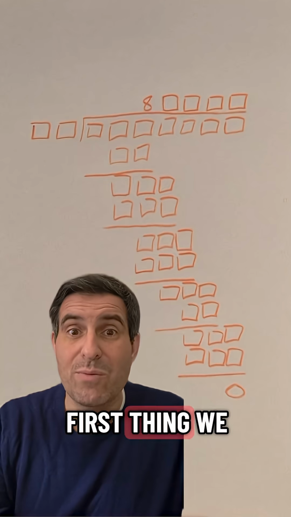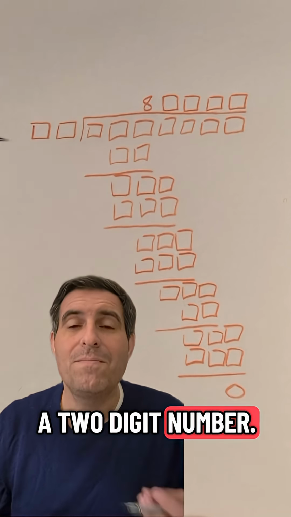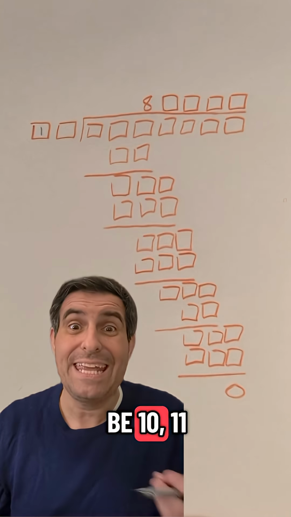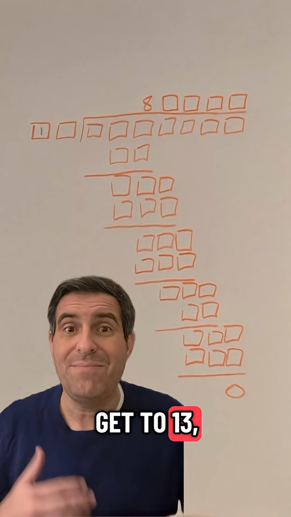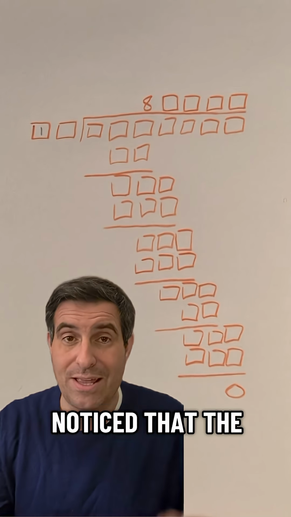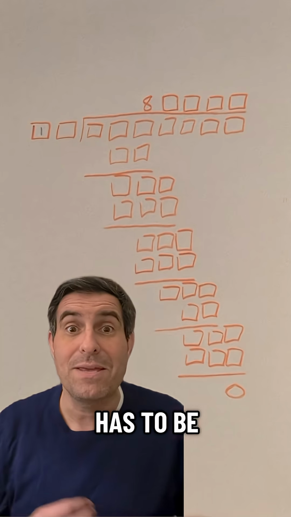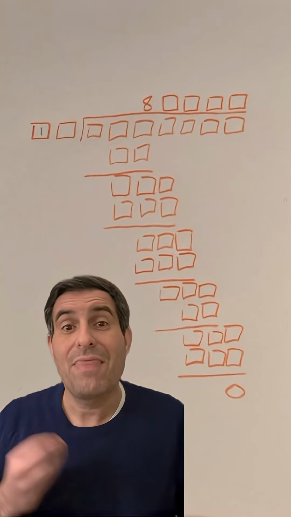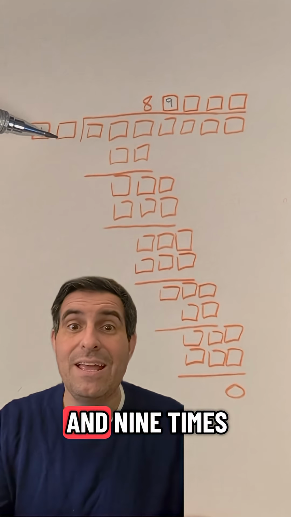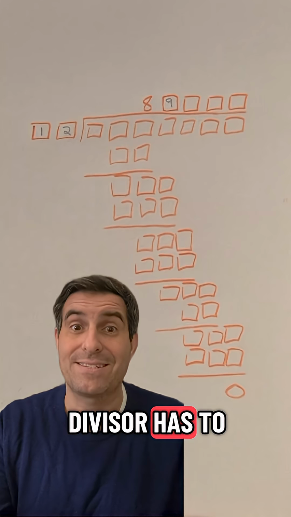All right, so the first thing we notice is that 8 times this 2-digit divisor has to be a 2-digit number. That means the divisor has to start with 1. And it can be 10, 11, or 12, because once you get to 13, 8 times 13 is 104, and that's a 3-digit number. But next I notice that the second number of the quotient, when I multiply it by that divisor, has to be a 3-digit number. That means that second number in the quotient has to be 9. And 9 times 10 and 9 times 11 are only 2-digit numbers. That means the divisor has to be 12.